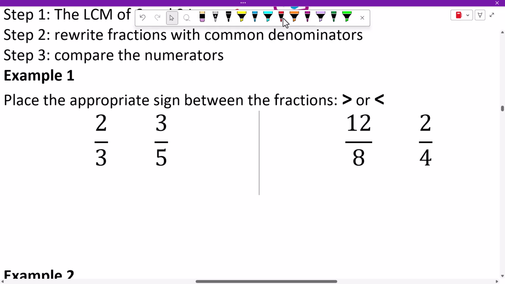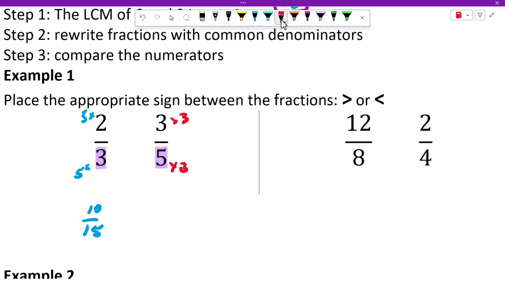So we have 3 and 5. What is our common denominator? Samira? 15. So we're going to make both of them out of 15. So we multiply by 5 here, because that turns 3 into 15, top and bottom. So we have 10 over 15. And this one, we multiply by 3, top and bottom. 9 over 15.